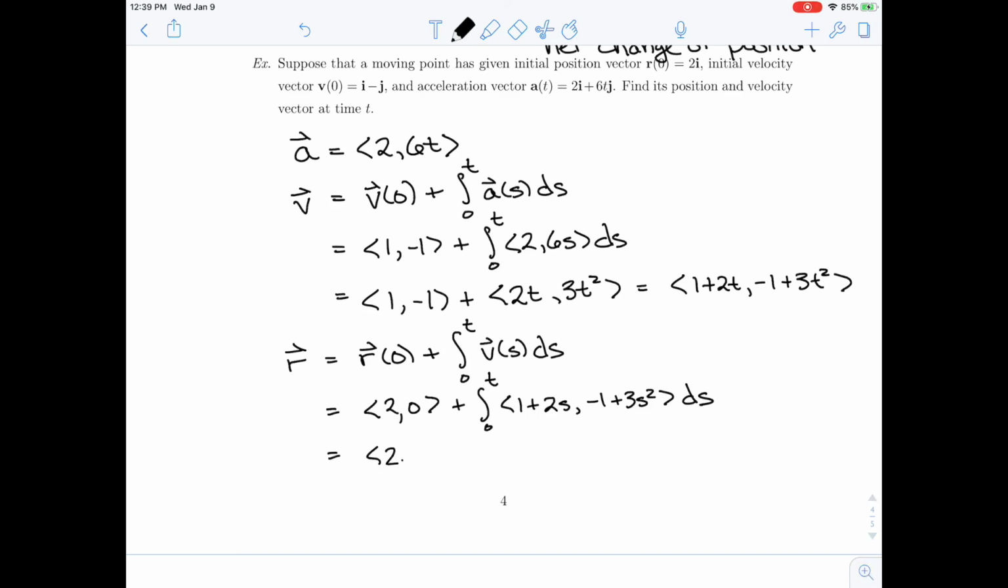So we're going to get 2, 0. And then if we integrate each one of these components, we should get t plus t squared and negative t plus t cubed. And so our new position vector is going to be 2 plus t squared, just adding the components, and negative t plus t cubed. And that is an example of how we can start with an acceleration and use that to integrate and get a velocity vector, and then use that to integrate and get a position vector.